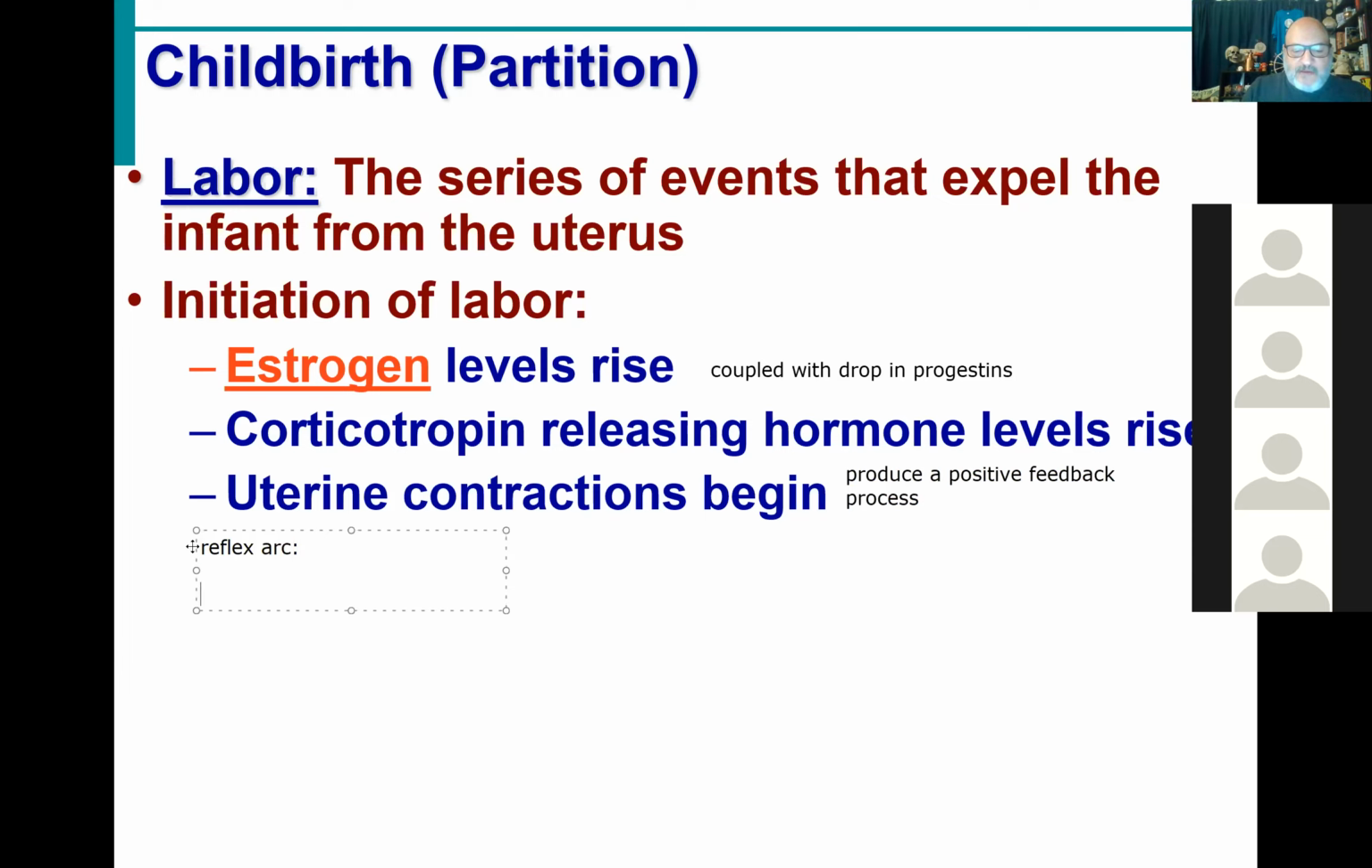We have a disturbance. We have a receptor that perceives the disturbance. We have a command center that processes that information, makes sense of that information, compares it to what we know, makes a decision, and then sends that information to an effector. So in this case, what is the disturbance?